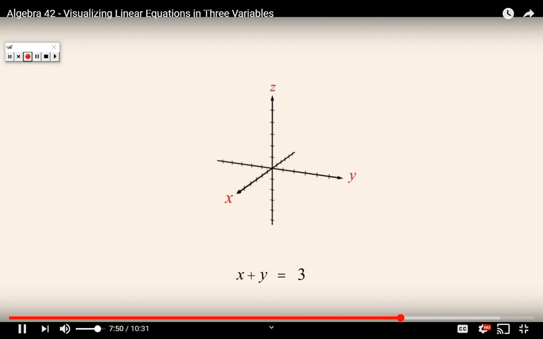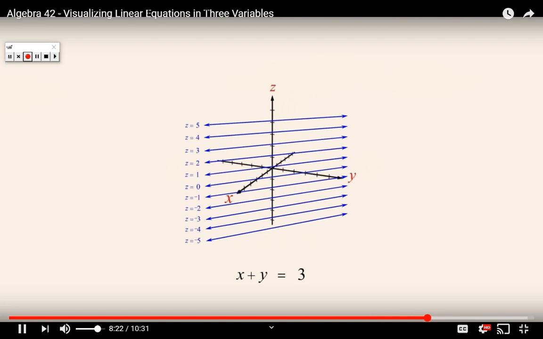Let's ignore z for the moment and plot this equation on the xy plane. This gives us a line which intersects the x and y axes. Every point on this line is a solution to the equation x plus y equals 3, where the z-coordinate of every point is 0. But there are more solutions than this. All points on any line where x plus y equals 3 are solutions to this equation, regardless of the value of z.